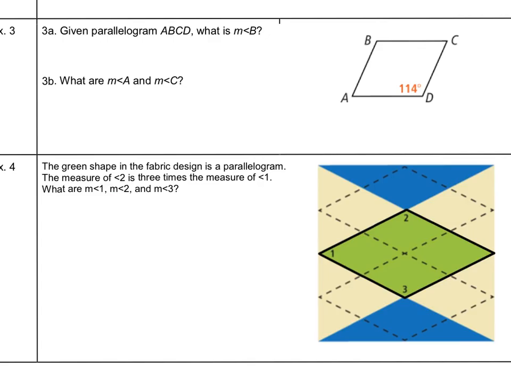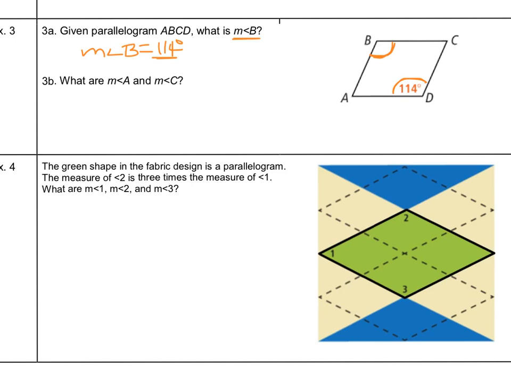Example 3. Given parallelogram ABCD, what is the measure of angle B? Well, if we look at the picture, angle D is 114. Notice angle B is opposite. And by definition, opposite angles are congruent. The measure of angle B is also 114 degrees. Well, then we're asked to find the measure of angles A and C.